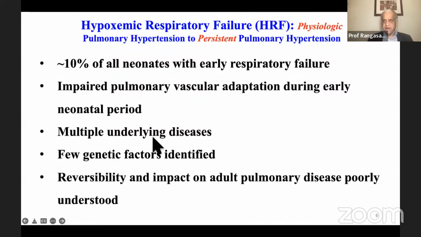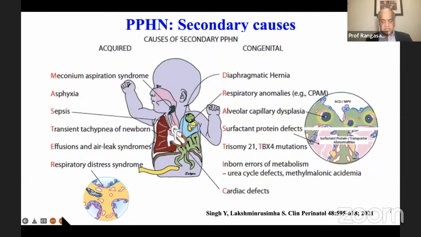And there are some genetic factors, corticotropin releasing factor mutations. Reversibility, and we don't know the impact on adult pulmonary disease in a baby who had pulmonary hypertension as a newborn. Are they at high risk for development of pulmonary hypertension as an adult or even as an adolescent? We don't know. We don't have much data on that. So again, this is Dr. Satyan's cartoon. I use a lot of his infographics.